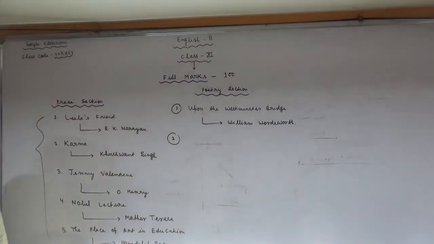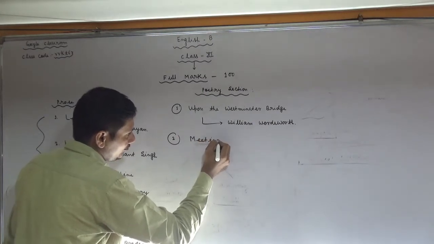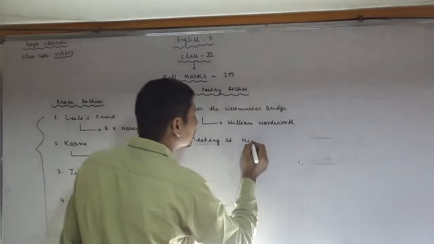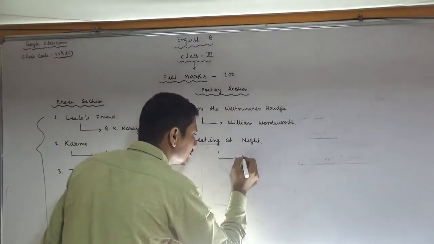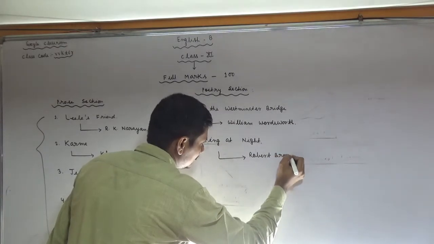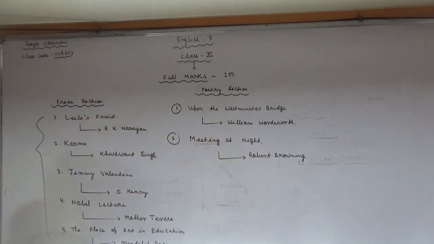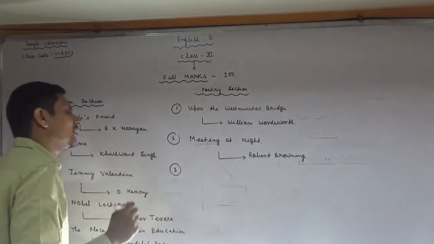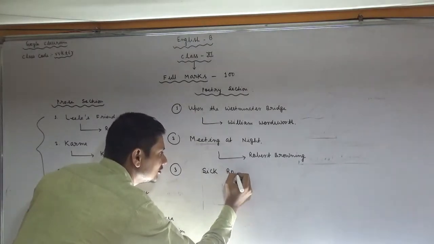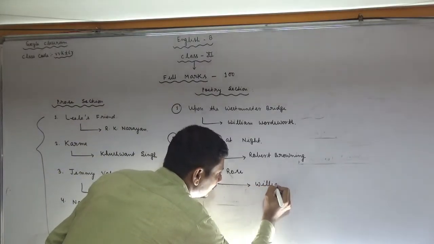The second poem that you have to read is Meeting at Night. Poet is Robert Browning. After that, the next poem that we have to study is Sick Rose. Poet is William Blake.